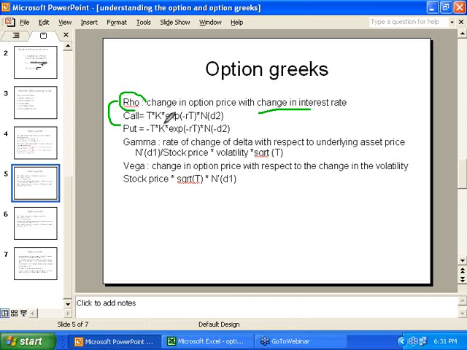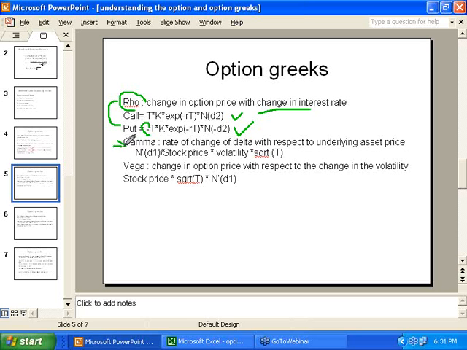So it is explained as time period multiplied with the strike multiplied with exponential to the power rate of interest into time into normal distribution of D2. This is for the call option, and for the put option it will be minus D2 and it will be negative. So rho of the put option must be negative.